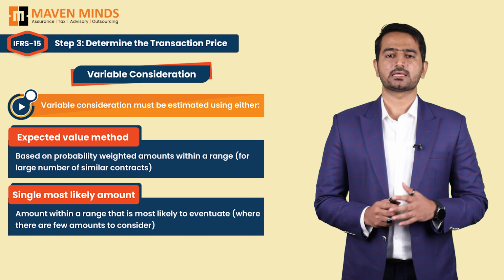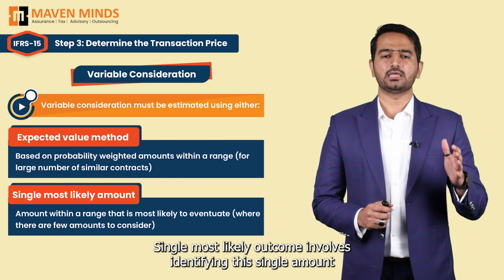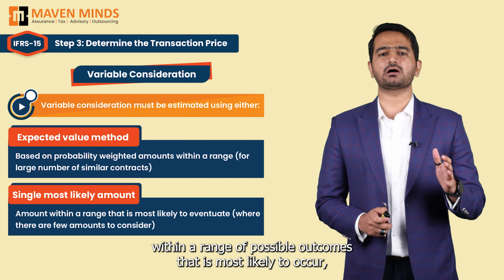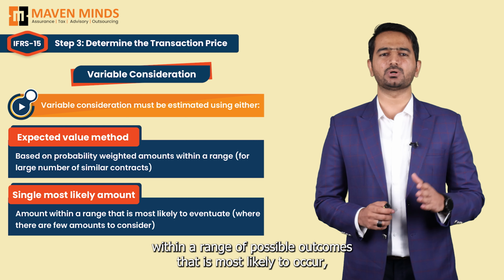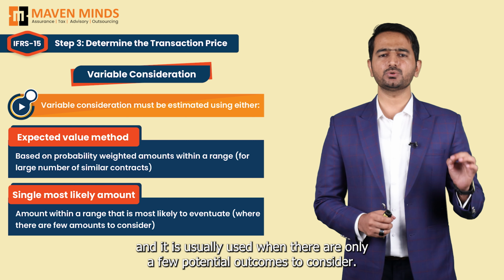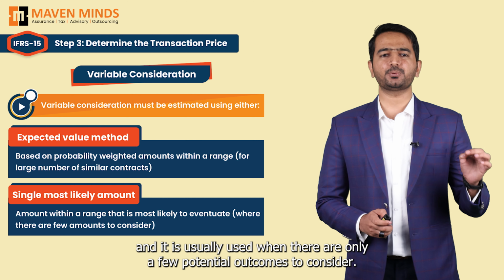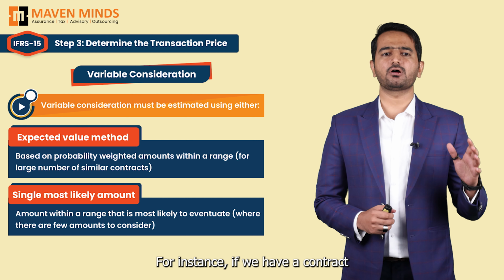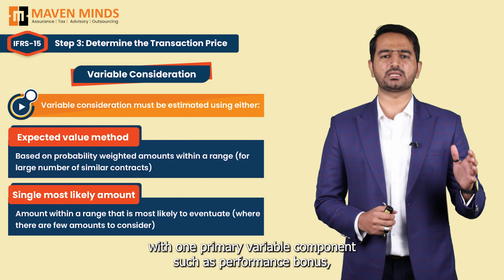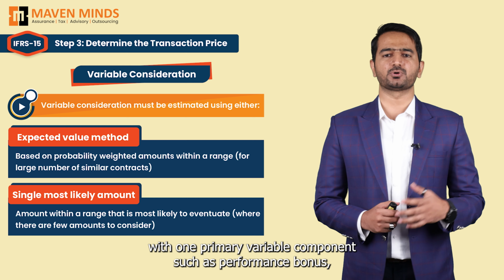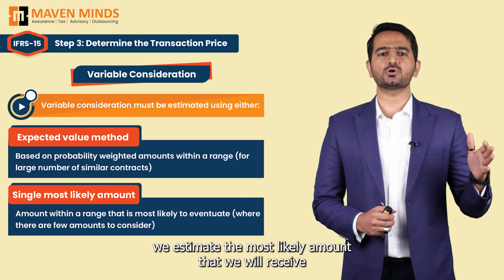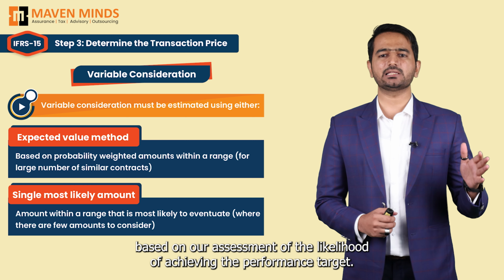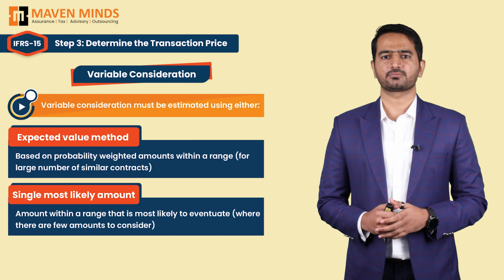On the other hand, the single most likely outcome method involves identifying the single amount within a range of possible outcomes that is most likely to occur, and it is usually used when there are only a few potential outcomes to consider. For instance, if we have a contract with one primary variable component, such as a performance bonus, we estimate the most likely amount that we will receive based on our assessment of the likelihood of achieving the performance target.